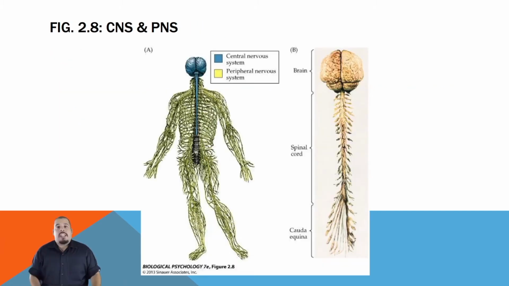in digestion. Here is a picture that depicts the CNS in blue, the brain and spinal cord, and the PNS in yellow, or is that green? I can't really tell. Let's just say not blue. The PNS travels throughout the entire body, connecting all body organs and systems to the central nervous system.